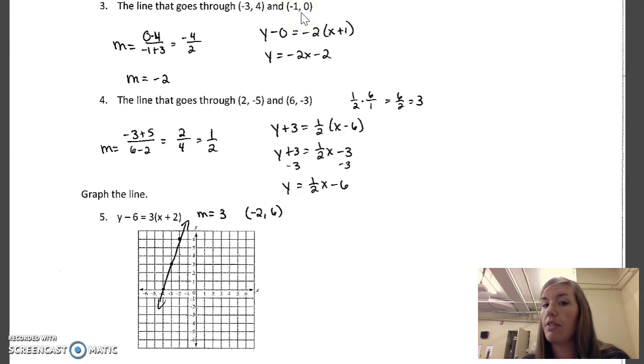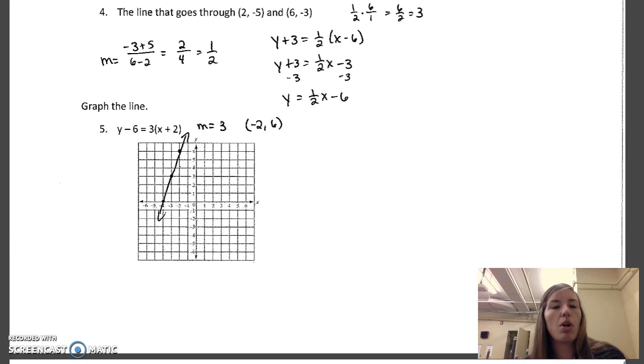You could pick negative 3, 4. You could pick negative 1, 0. Either of those get plugged into point slope form and changed. Now strategically, it usually is easier to pick the ones that have a 0 in it because zeros are just easier to work with. But that's up to you, whichever point you picked. But everybody should have ended with y equals negative 2x minus 2.